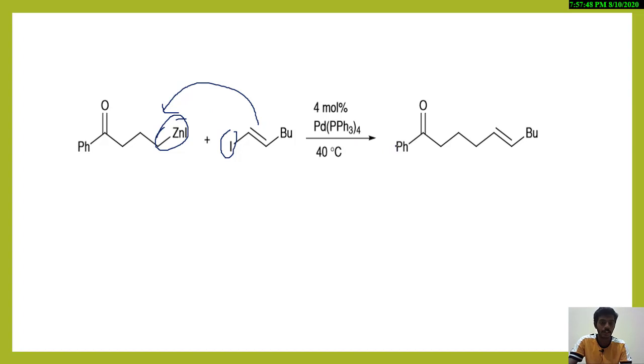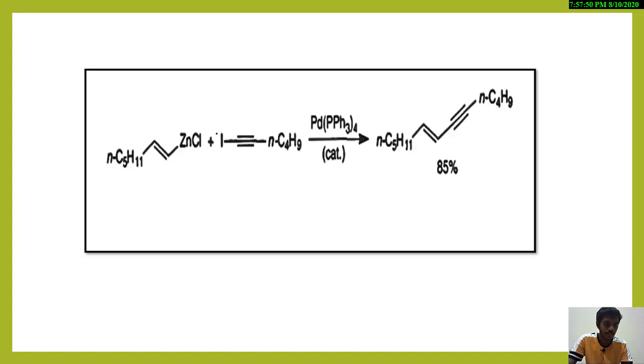And you see the last example. This is the starting material in the presence of alkynyl halide and palladium 0 complex. The zinc chloride is attached to this one, and this zinc chloride bond and iodine will be eliminated, and this will couple to this one, and thus the product is obtained using the Negishi coupling reaction.